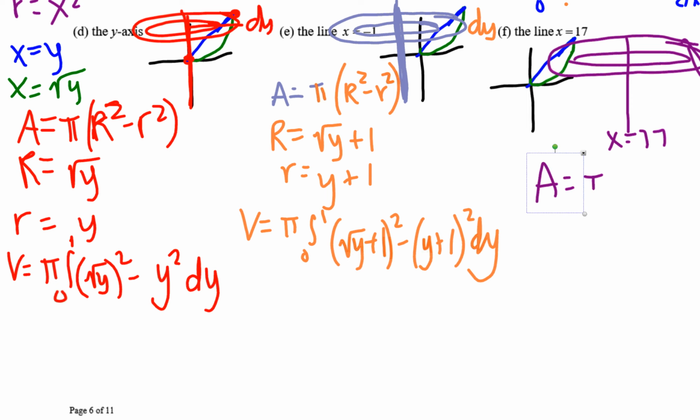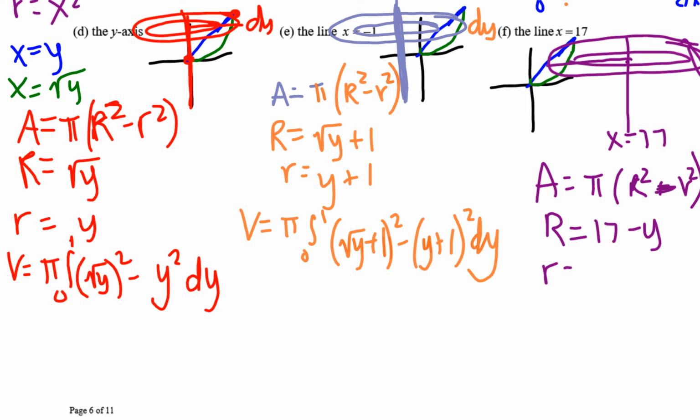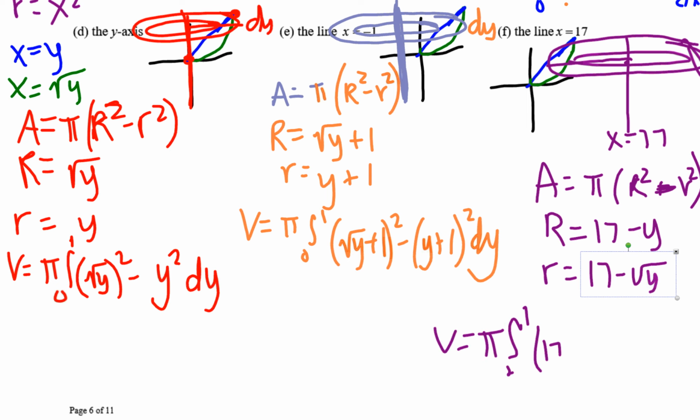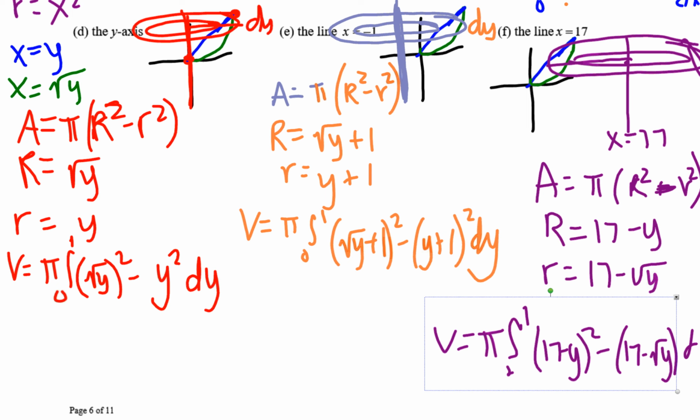All right, so the area is pi times big R squared minus little r squared. Big R would be 17 minus y, little r, 17 minus square root of y. And so then we'd set it up, volume equals pi, integral 0 to 1, big R squared minus little r squared dy. All right, and I think that's a good place to end for today.